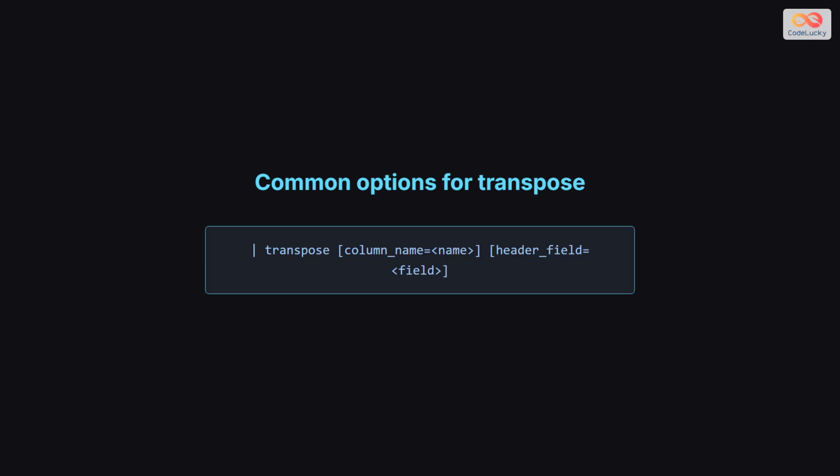The transpose command offers options such as column name and header field. The column name option lets you specify a name for the new columns created after transposing. The header field option identifies which field to use as the headers in the transpose table. These options help customize the output.